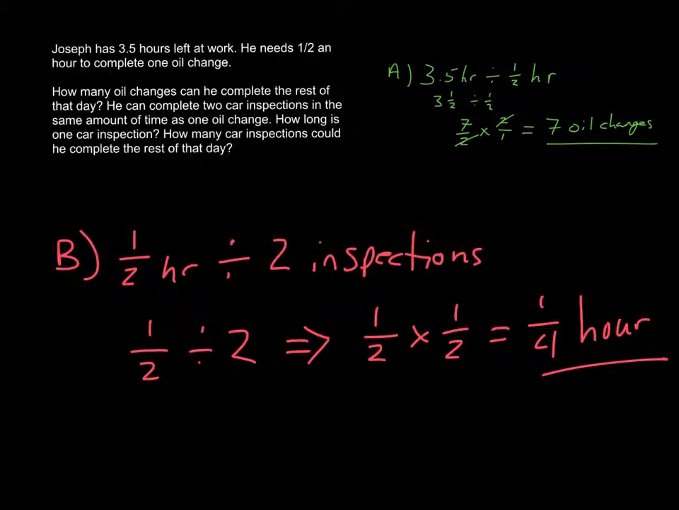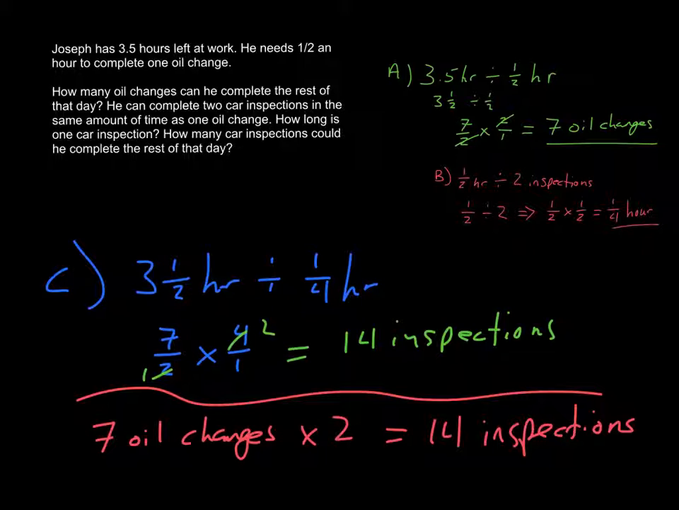Now we can use that to see how many car inspections he can complete for the rest of that day. To solve this last part, you could look at it 2 ways. You could do 3.5 hours divided by 1/4 of an hour, which would give you 14 inspections. Or you could go back to your givens and see that an oil change takes twice as long. So you have 7 oil changes, which will take twice as long, which will give you 14 car inspections. That's just another way to solve the problem.